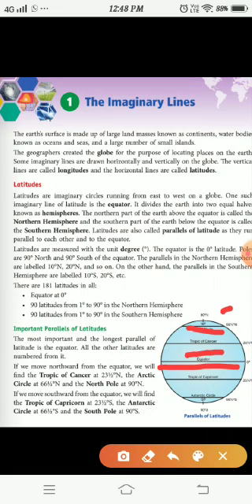If we move southward from the equator, we will find the Tropic of Capricorn at 23.5 degrees south and the Antarctic Circle at 66.5 degrees south, and the South Pole at 90 degrees south.